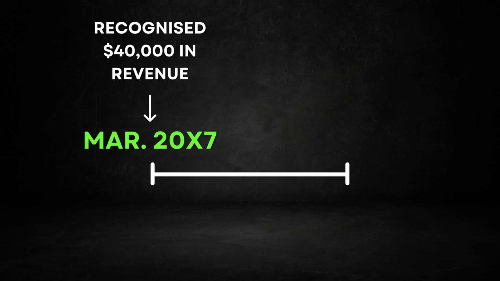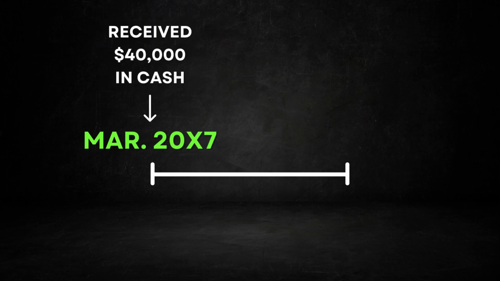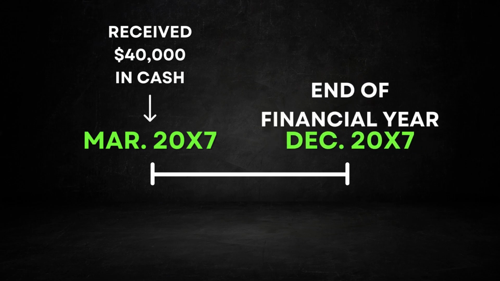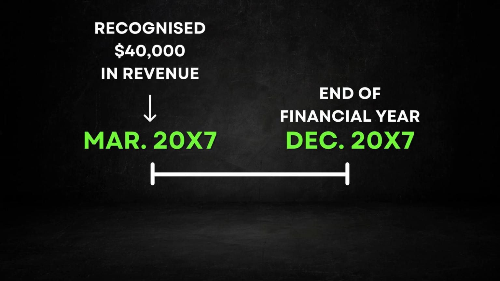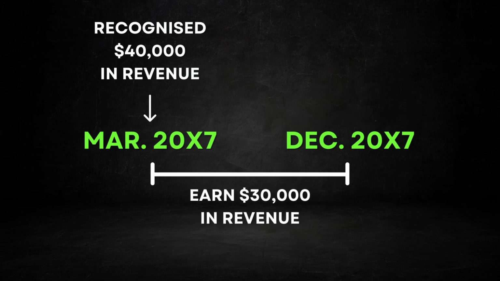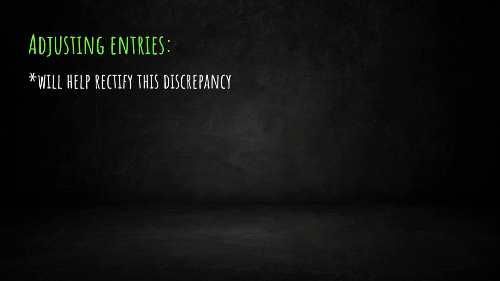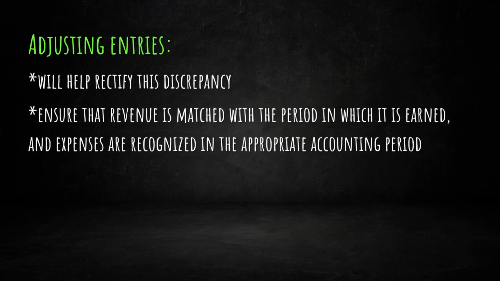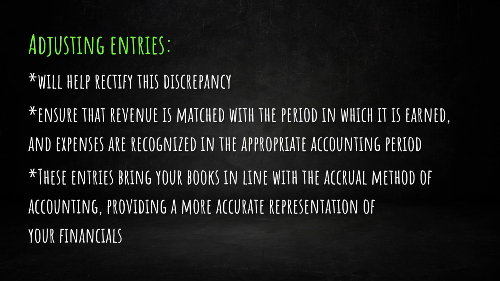In reality, you will earn that $40,000 in revenue over the next 12 months as you release each issue of the Daily Gazette. As of December 31st, you have recognized 12 months of income in this financial year. However, you haven't yet earned revenue for the remaining 3 months, which will occur by the end of March next year. Adjusting entries will help rectify this discrepancy. Adjusting entries ensure that revenue is matched with the period in which it is earned, and expenses are recognized in the appropriate accounting period. These entries bring your books in line with the accrual method of accounting, providing a more accurate representation of your financials.